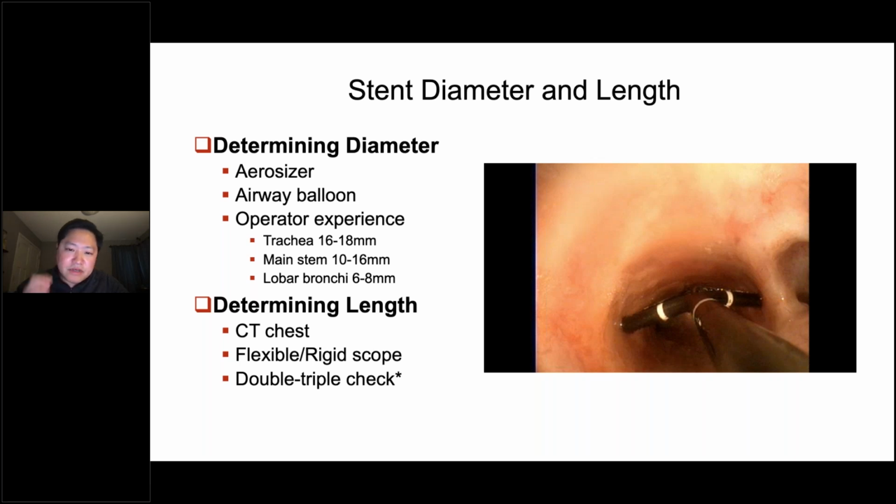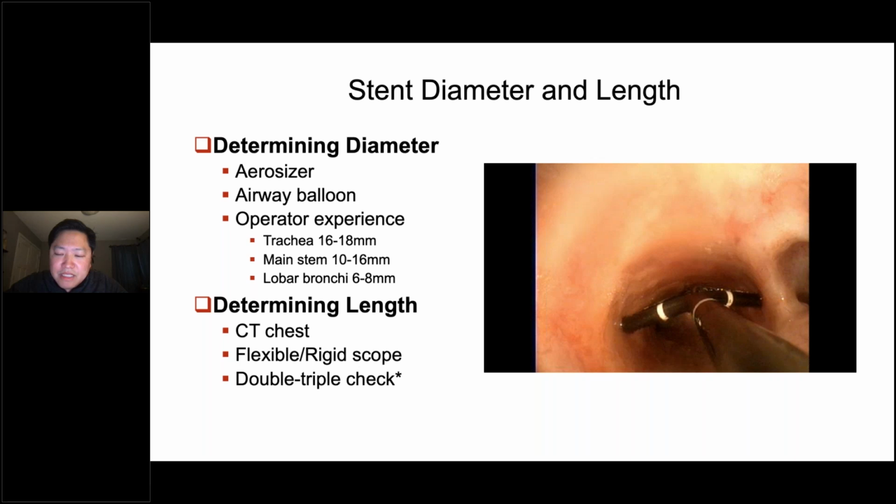Airway balloons, typically if you dilate to a certain diameter, and it's not loose and it's catching on the airway, we typically add 2 millimeters to that for the stent size. But what we typically teach is operator experience. So for me, the trachea, I usually go with a 16 to 18 millimeter diameter stent. Having a CT is also important, because sometimes you'll get a trachea that's over 20 millimeter. But for the most part, 16 to 18 has been okay from our applications.